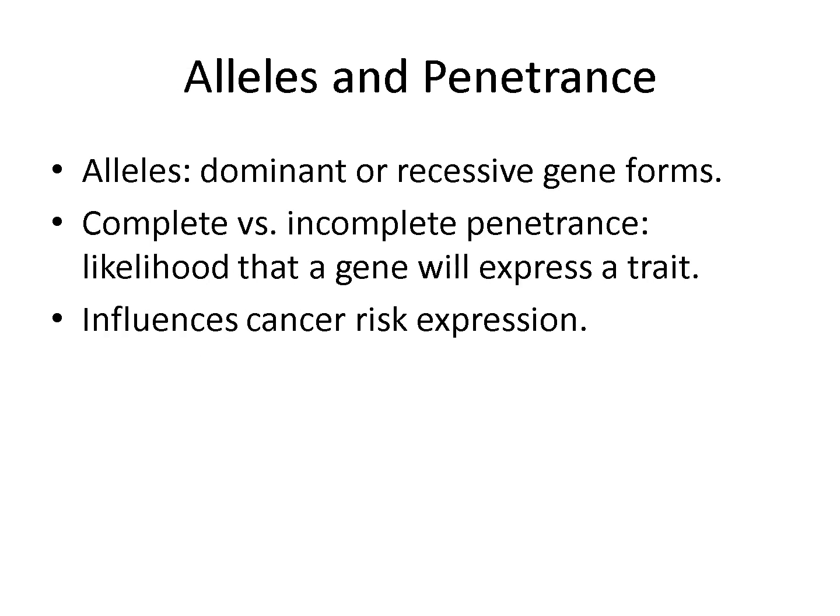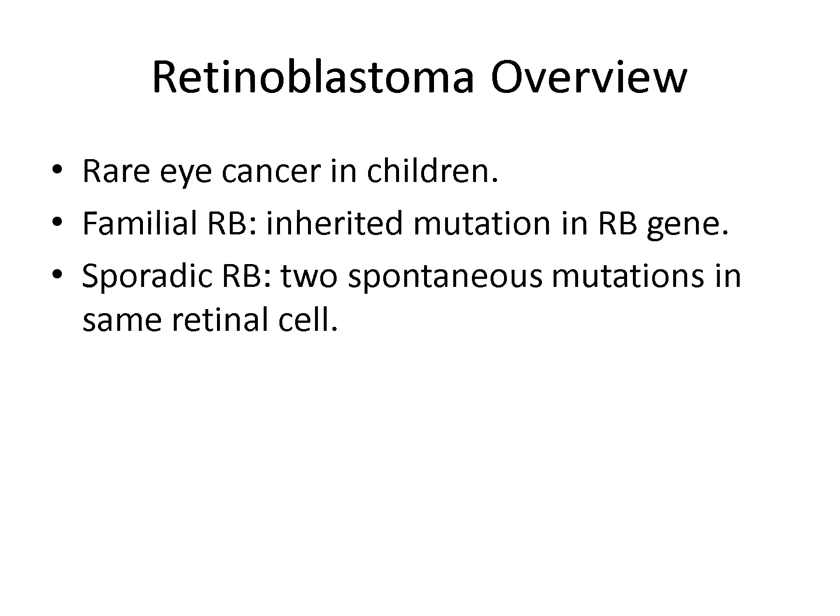Genes exist in different forms called alleles, which may be dominant or recessive. In hereditary cancer, whether or not someone develops cancer can depend on a concept called penetrance. Complete penetrance means everyone with the mutation will develop the disease, while incomplete penetrance means some individuals will not. This variability can influence how cancer risk is inherited and expressed. Understanding penetrance helps genetic counselors assess risk more accurately.